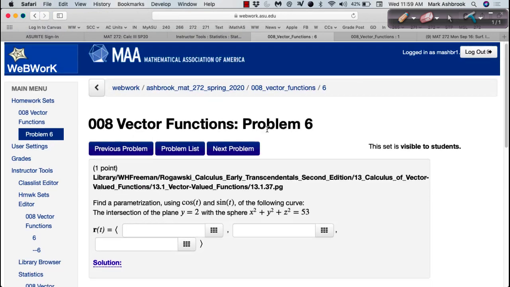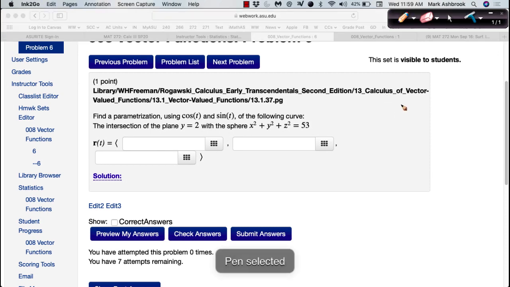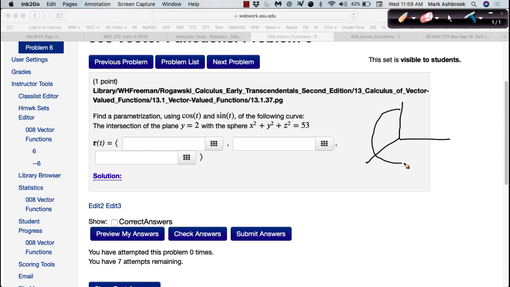Okay, so you have this sphere: x squared plus y squared plus z squared equals 53. So that's centered at the origin. Something like this. Okay. And then the plane y equals 2. So then y equals 2 is going to come along here.